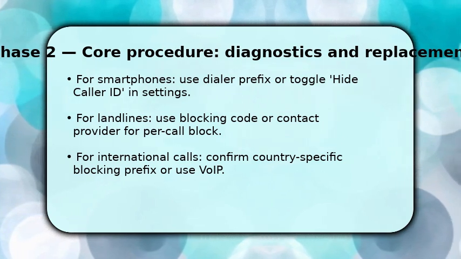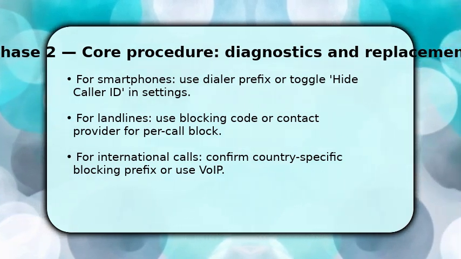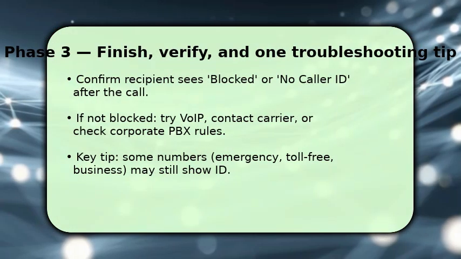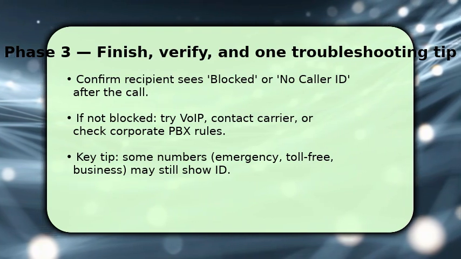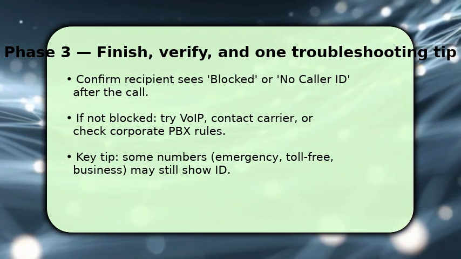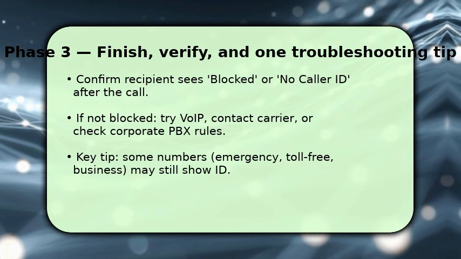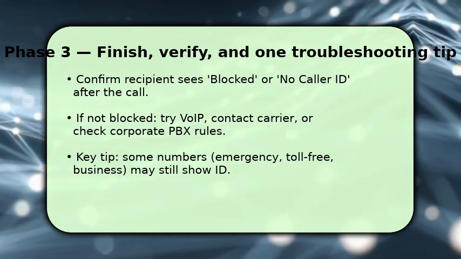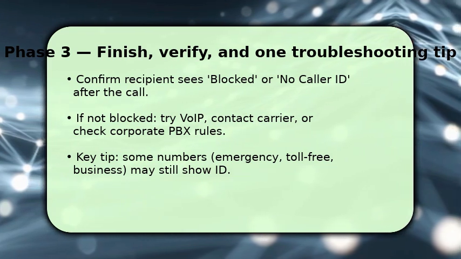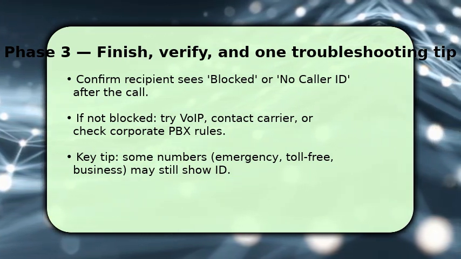Since you finish by verifying the outcome, ask the recipient or check a secondary phone to see whether the display shows blocked or no caller ID. If the ID still appears, try an alternative method. Use a reputable VoIP app, contact your carrier to enforce per-line blocking, or review corporate PBX rules that may override blocking. Make sure to remember one key troubleshooting tip.